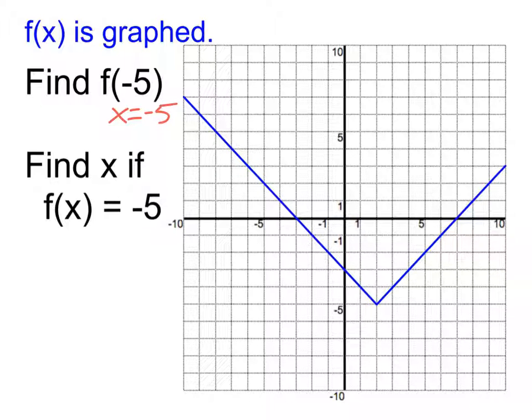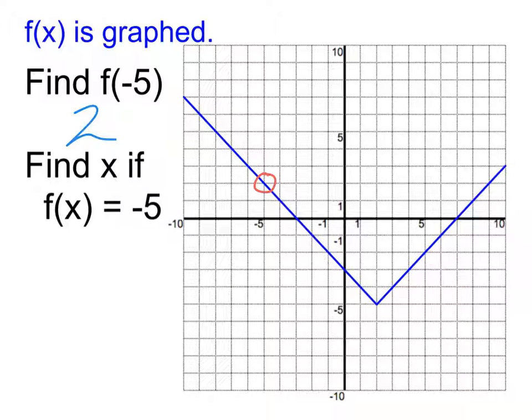Notice that's right over here. And I'm looking to see when does my graph hit negative 5. And so we can see that it happens right at this point. So if x is negative 5, what's the y value there? It's 2. Because we're going up 2. So the answer then, f of negative 5 equals 2.